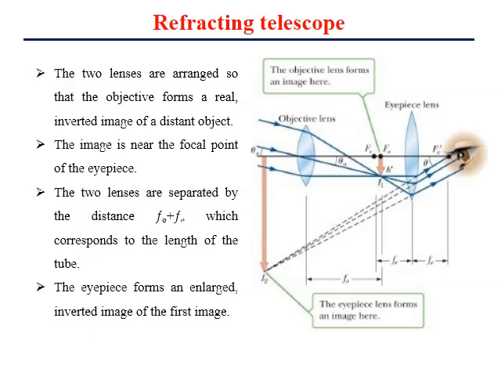Now the two lenses are separated by the distance f0 plus fe, that is, the focal length of the objective plus the focal length of the eyepiece, which corresponds to the length of the tube of the telescope. The eyepiece forms an enlarged inverted image of the first image. You can see this is the first image, so finally the final image is formed here.